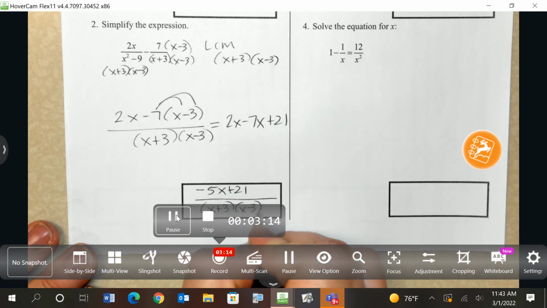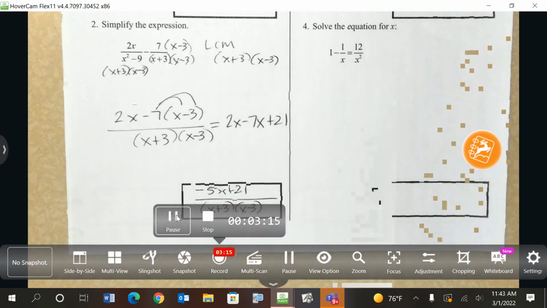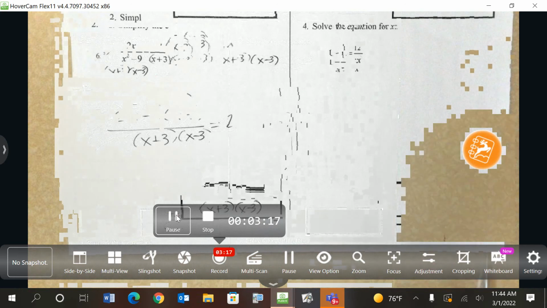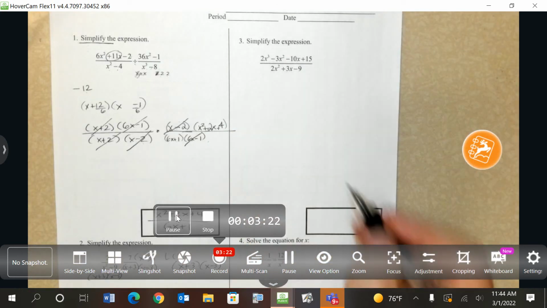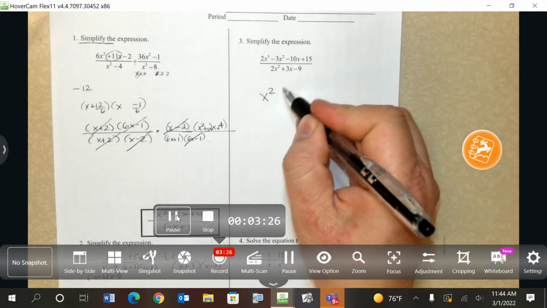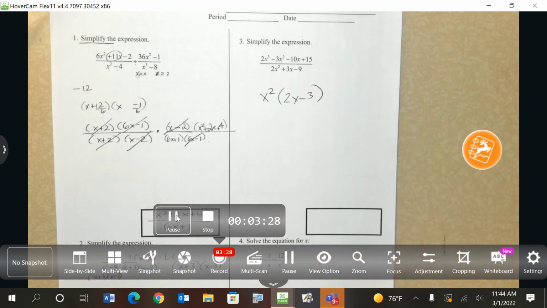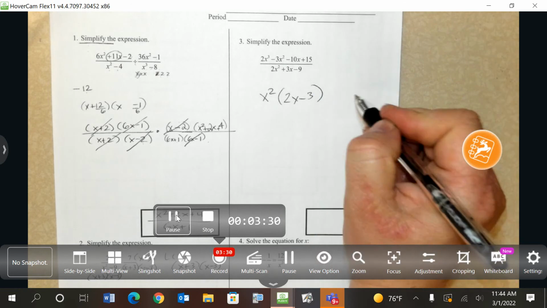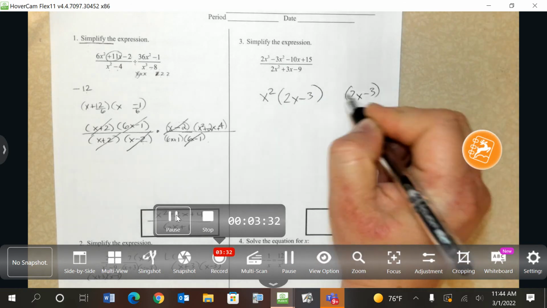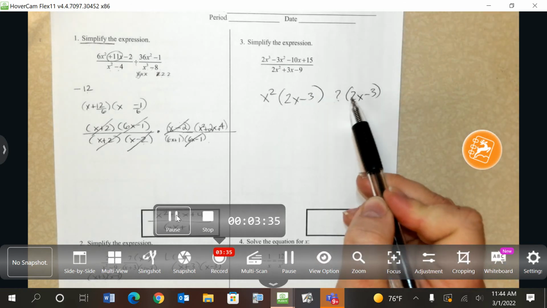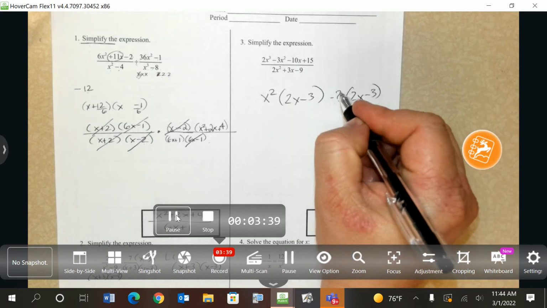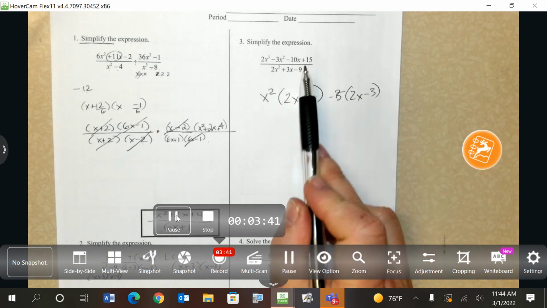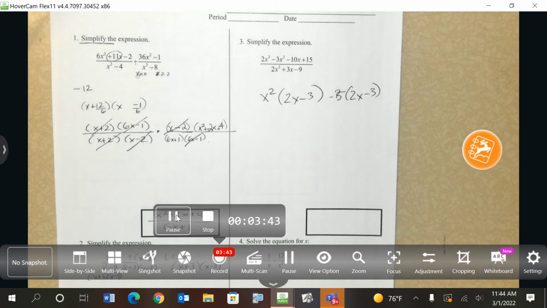Alright, in number 3, I'm going to be factoring by grouping. So when I look at the first 2 terms, I'm going to factor out an x squared, and I'd be left with 2x minus 3. And now I'm going to rewrite this 2x minus 3 and put a question mark in front. Is there a number I can take times 2x and I end up with a negative 10x? Yeah, that'd be negative 5. And now is negative 5 times negative 3 15? It is. And because of that, I can keep going.